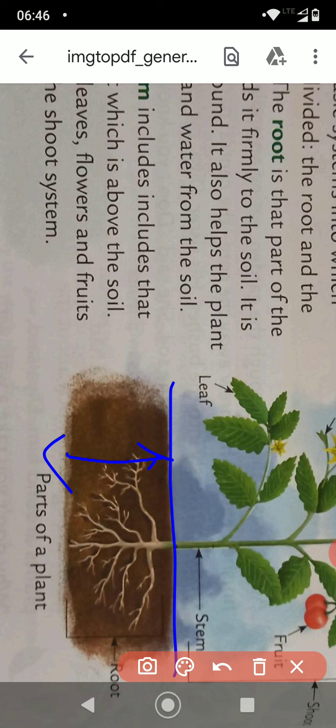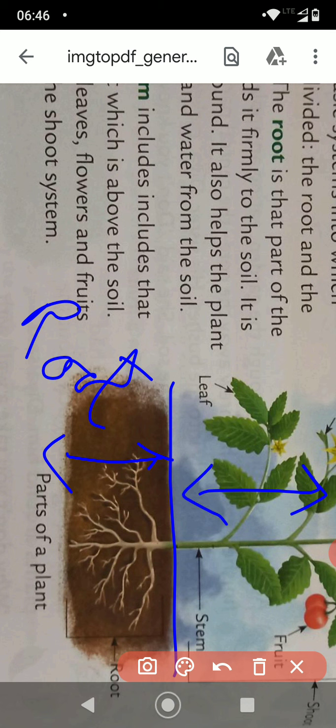So, why do we need to have the root system? We all know. What is this? These are the root system. They are the roots. And the part above the ground is called the shoot system. Okay. So, the part of the plant below the ground or under the soil is the root system. The part of the plant above the soil is the shoot system.